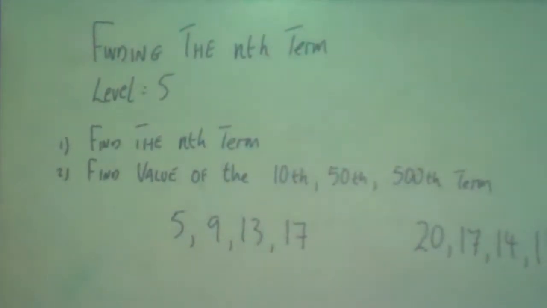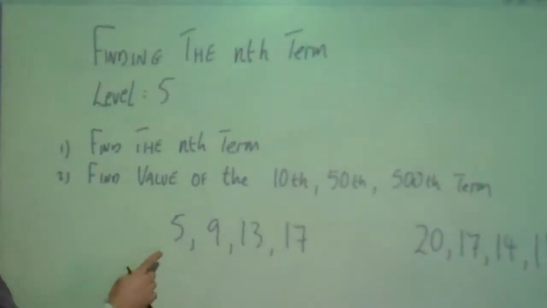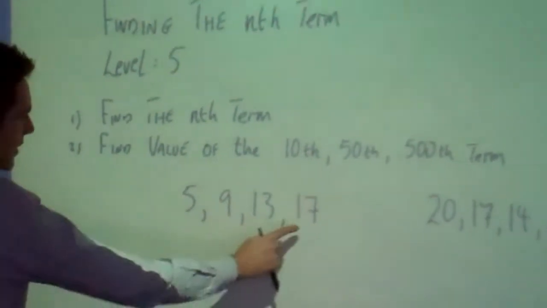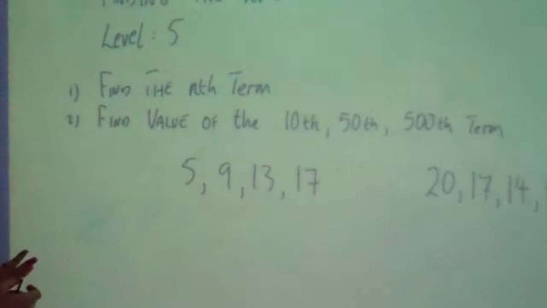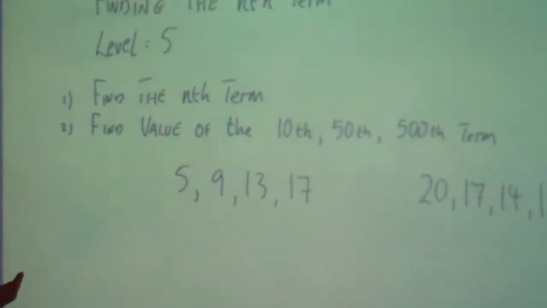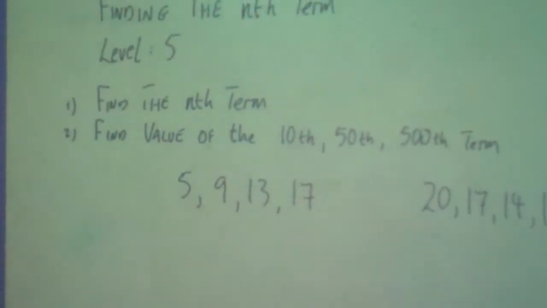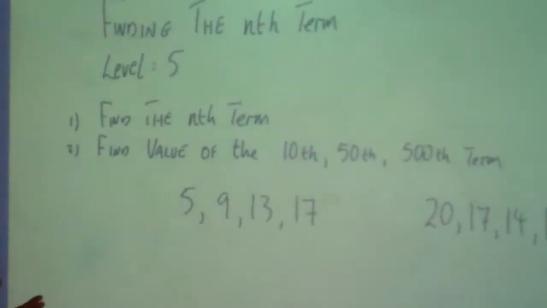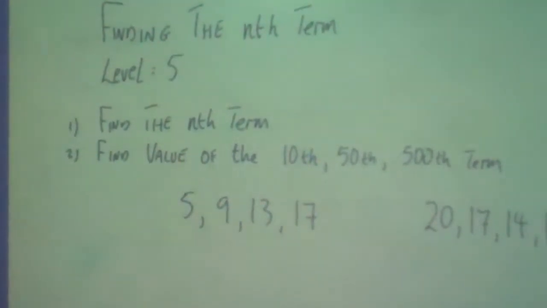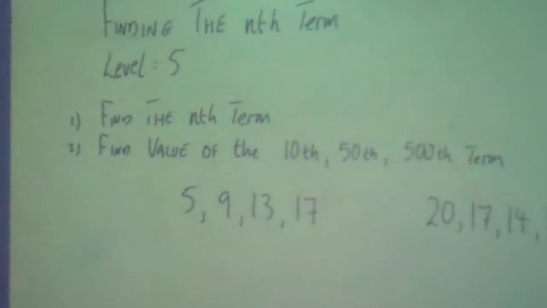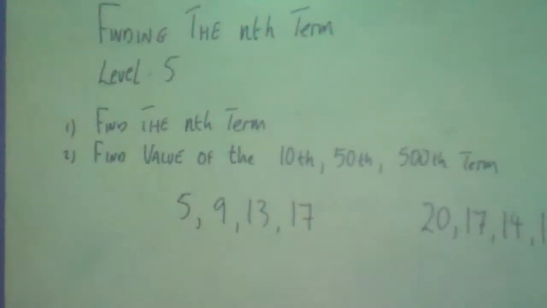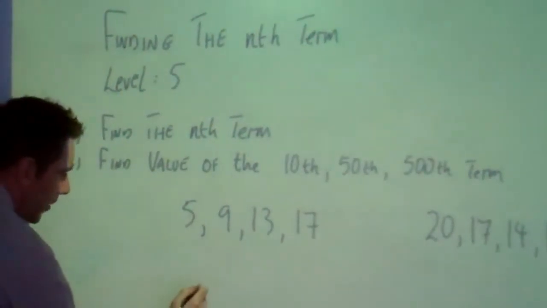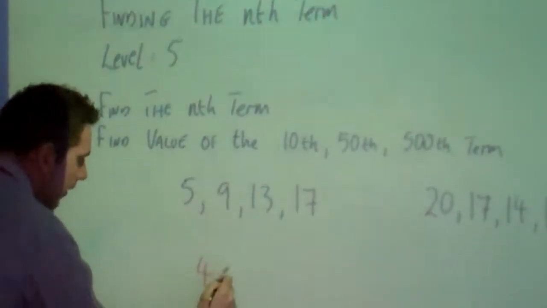If we look at the first one here, it's a very, very simple process. Looking at 5, 9, 13, 17, the first thing we notice is that it goes up in fours. If you can think of another sequence that goes up in fours, I think you'll be thinking of 4, 8, 12, 16. Essentially, you're looking at the 4 times tables. So the start of the nth term becomes 4n.